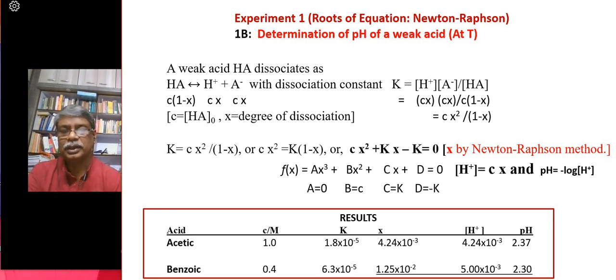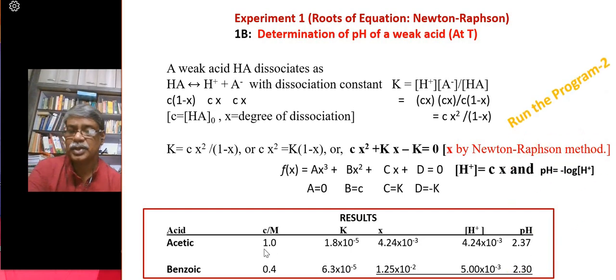So looking at the result first, then we will go for the program. I will show one problem, acetic acid, but by running the same program, only varying a few parameters like concentration, equilibrium constant, etc., you can run it for benzoic acid as well. So I will be showing only the acetic acid run, taking 1.0 molar concentration. It is roughly the order of the domestic vinegar concentration. And we know the acetic acid equilibrium constant or dissociation constant like this.